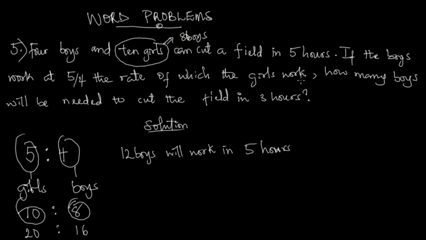And then we can now easily answer the last part of the question: how many boys will be needed to cut the field in 3 hours? Alright, so if 12 boys will work in 5 hours, how many boys will work in 3 hours? So we're going to use a very simple formula that says time 1 times the number of men is equal to time 2 times the number of men.